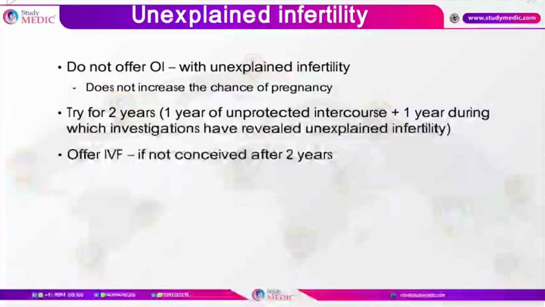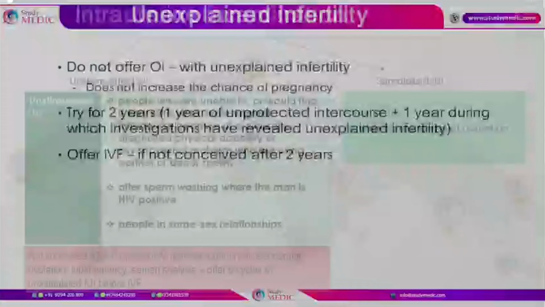Try for 2 years: 1 year of unprotected intercourse and 1 year in which the investigations were performed as a part of the evaluation. So we need to offer IVF after 2 years for this patient. There is a very beautiful article about unexplained infertility where they talk about IUI. That is one of the rationales in clinical practice, but as per guideline and recommendation for your MRCOG Part 2 exam, please understand that in unexplained infertility, there is no role of IUI.